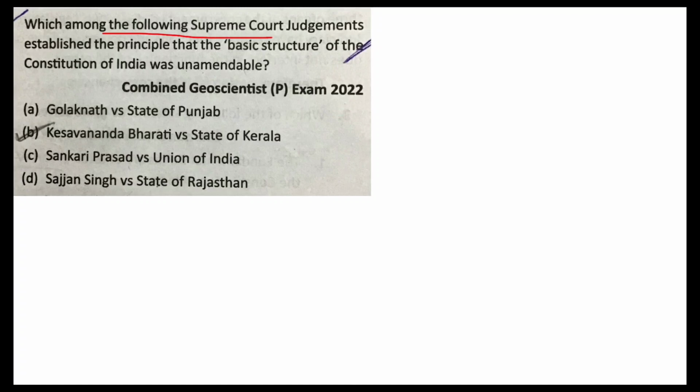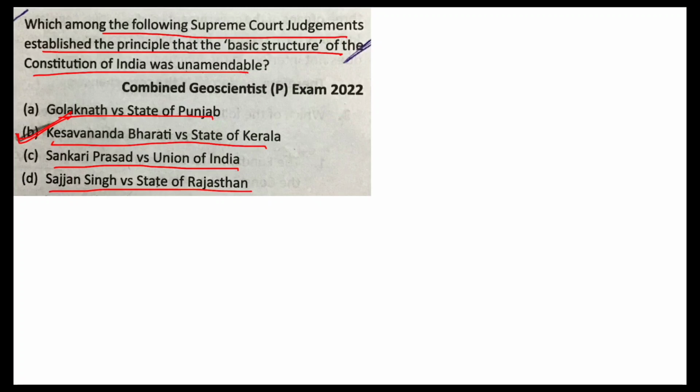Which among the following Supreme Court judgments established the principle that the basic structure of the Constitution of India is unamendable? Golaknath versus State of Punjab, Kesavananda Bharati versus State of Kerala, Shankari Prasad versus Union of India, or Sajjan Singh versus State of Rajasthan. So B, Kesavananda Bharati versus State of Kerala is correct. Here the Supreme Court said that Parliament is empowered to take away any of the fundamental rights, and also introduced the concept of the basic structure doctrine of the Constitution that cannot be amended in any case.